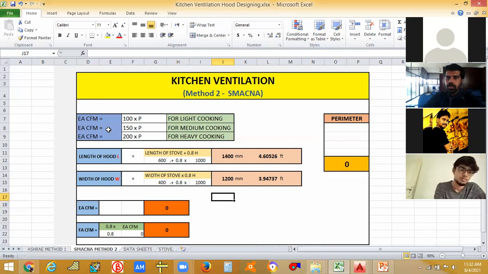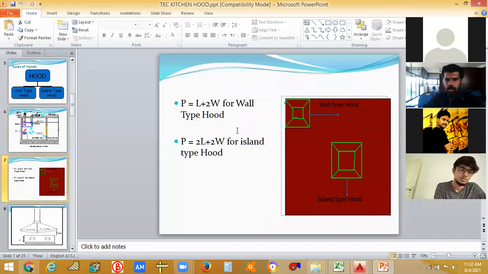Next we are going to see the CFM. To know the CFM, we need to know the perimeter. You know what perimeter is, right? Perimeter means the addition of all the sides. So here you can see the perimeter formula. If it's wall mounted, use the formula length plus 2W. If it's an island type, use the formula 2L plus 2W.